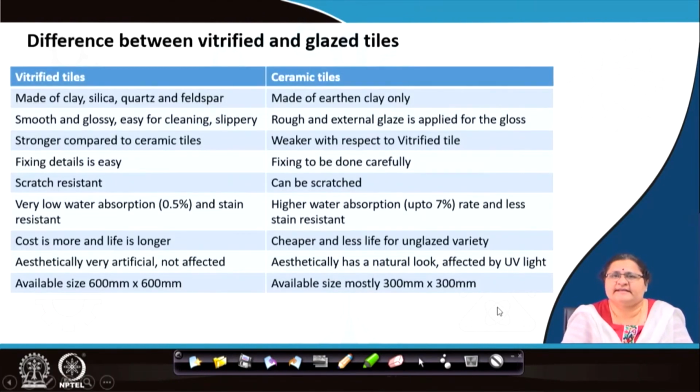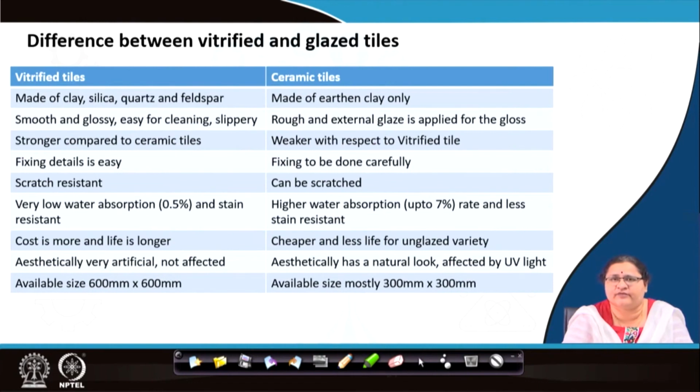So what is the basic difference between the vitrified tile and the glazed tile? Obviously the materials, first point. Then the vitrified tiles are always glossy, easy to clean, very slippery, whereas ceramic tiles you can have a rough surface, you can have only top glazing. The vitrified tiles are stronger because of their composition and also the compactness. As I told you, the pressure applied is more, whereas the ceramic tiles may be a little weaker. Fixing details, I will come to that. It is easier for vitrified tiles, maybe ceramic tiles are to be done a little carefully.